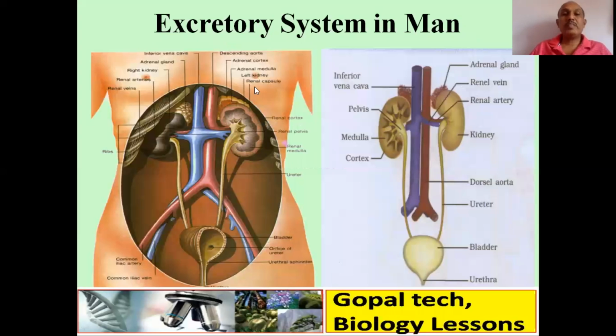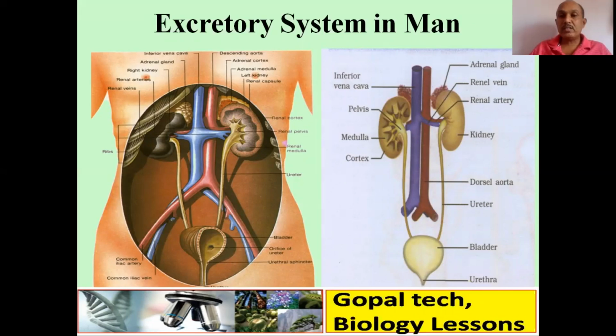Now, human beings have a special excretory system. See, there are two kidneys, left and right. From each kidney, there is a long tube called the ureter. Both ureters open into a sac, that is the urinary bladder, which will empty the urine out of the body through the urethra. And both kidneys are connected with a vein and an artery.